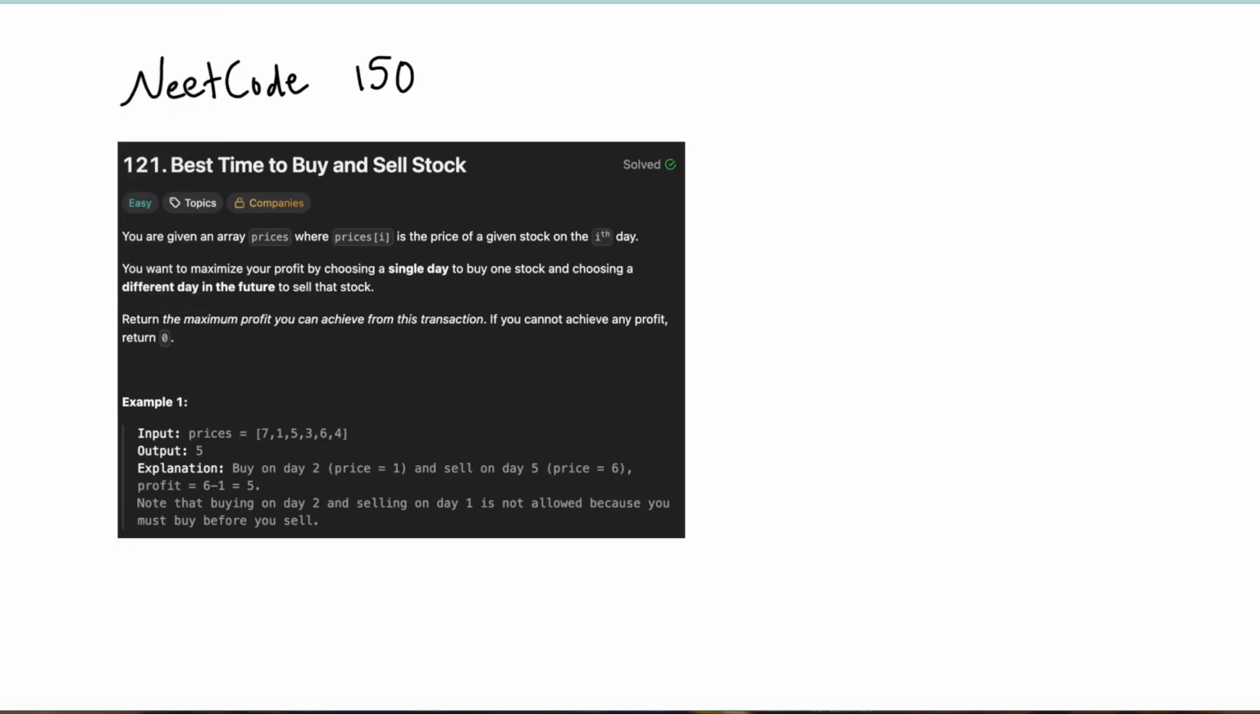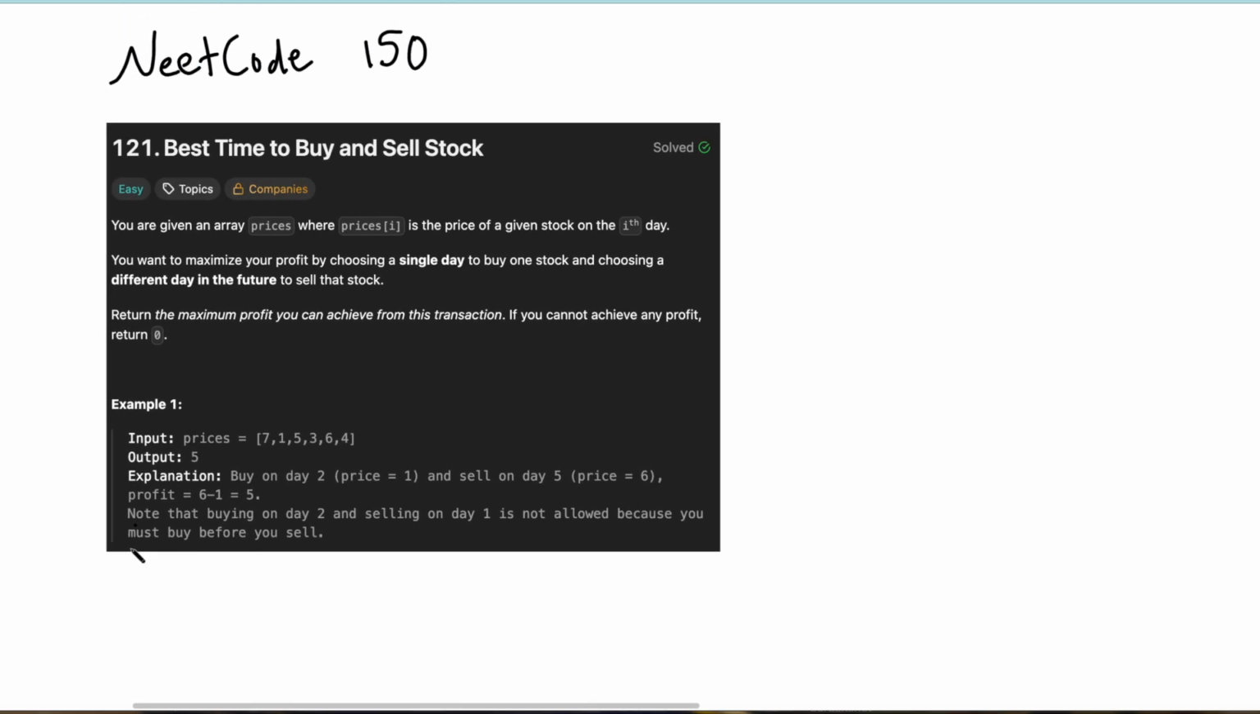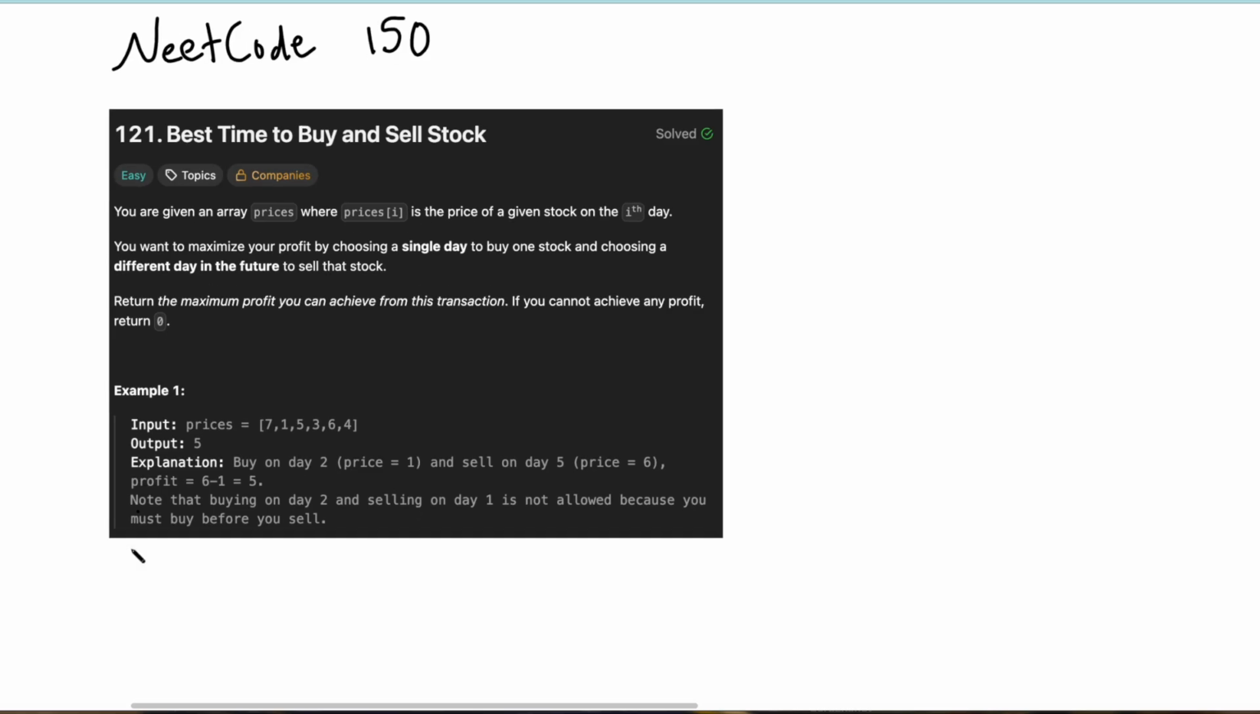Alright, let's solve problem 121, Best Time to Buy and Sell Stock. You are given an array of prices, where prices[i] is the price of a given stock on the ith day. You want to maximize your profit by choosing a single day to buy one stock and choosing a different day in the future to sell that stock. Return the max profit you can achieve from this transaction, and if you cannot achieve any profit, return 0.